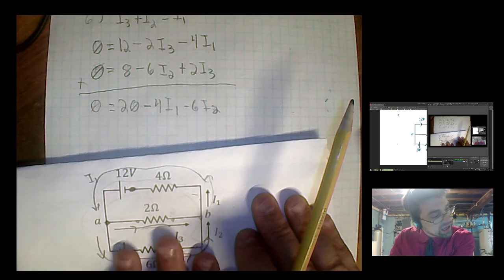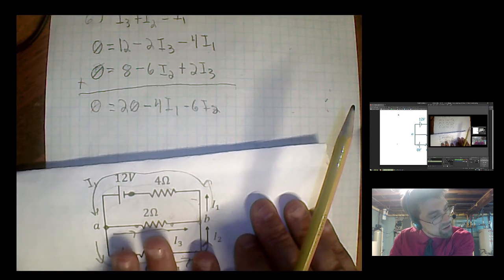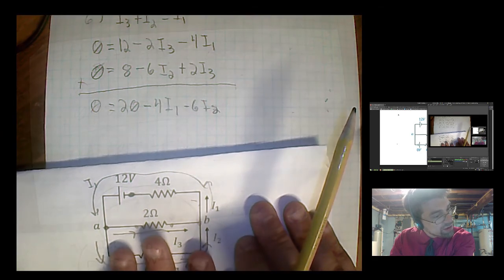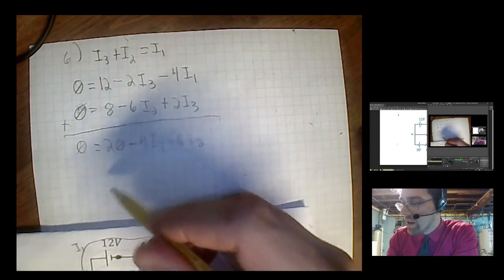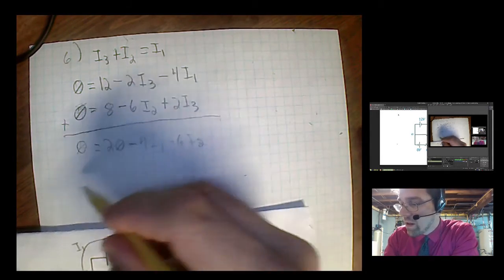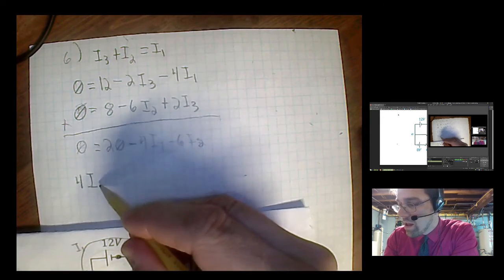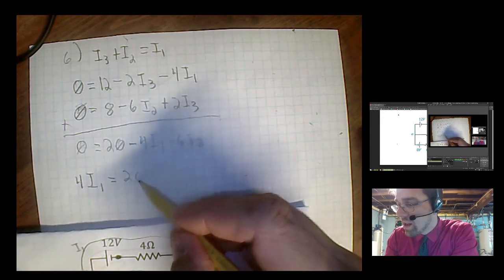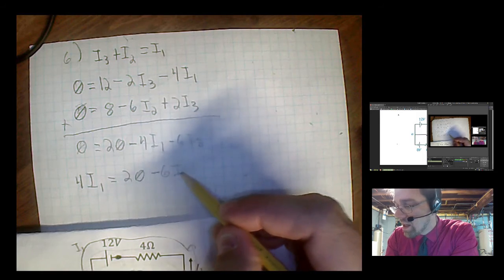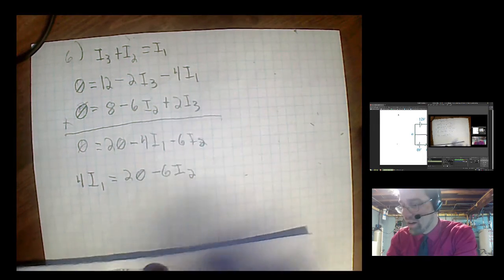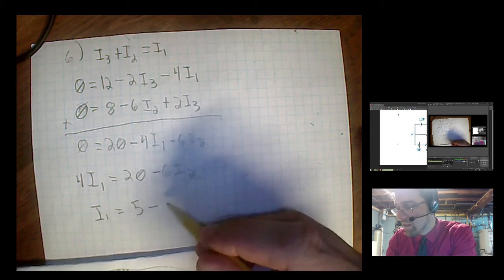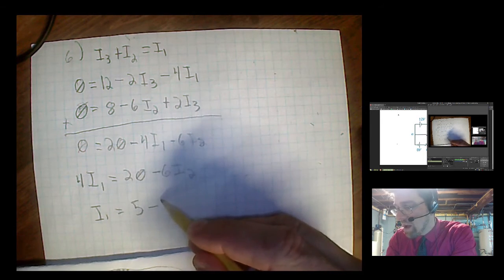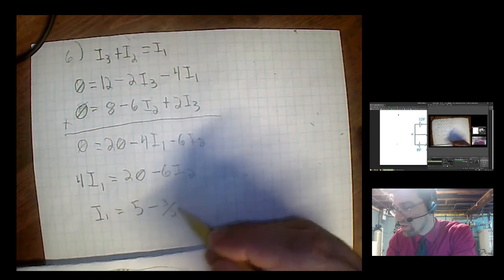So let's solve. Actually, if we combine, you know what we could do? Let's get I1 in terms of I2 here. So I'm going to add that over. Let's get 4 I1 equals 20 minus 6 I2. And I can divide it through. So let's get I1 equals 5 minus, 6 over 4 is 3 over 2 I2.